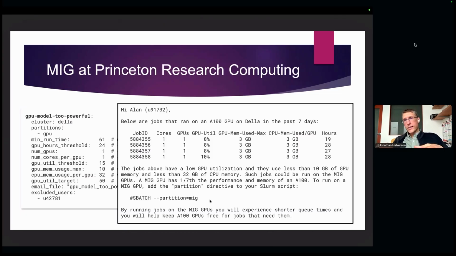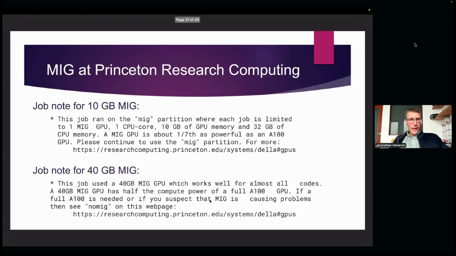When you make these changes, you can announce it, but people just ignore it. But when you send them direct emails, it tends to be much more effective. And then when you run the Jobstats command line, if you ran on a MIG GPU, it will display one of these two notes at the bottom so that people understand that they're not getting a GPU with the full compute power.